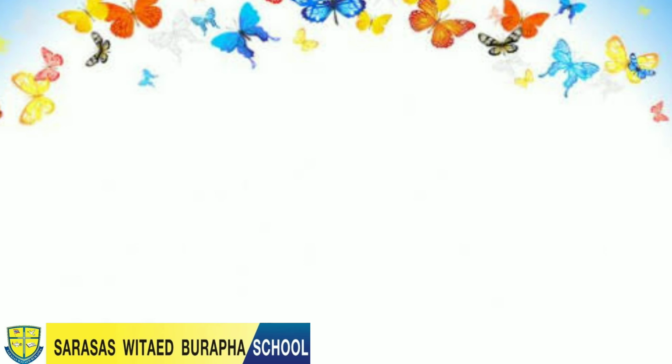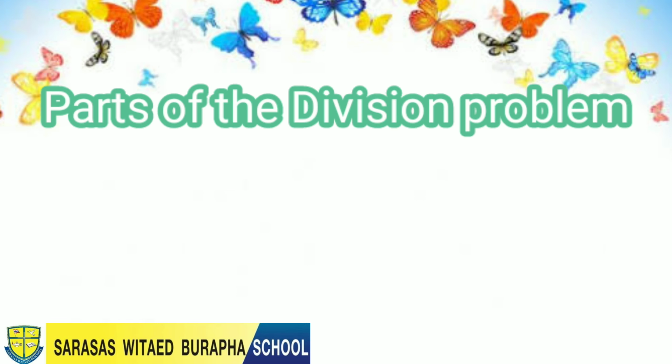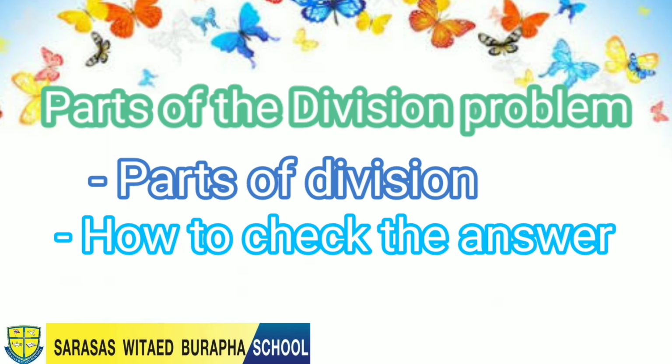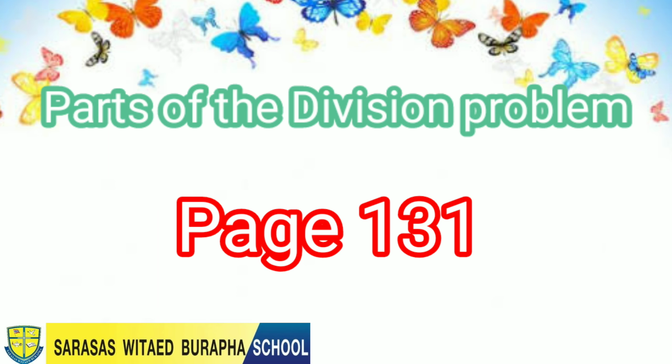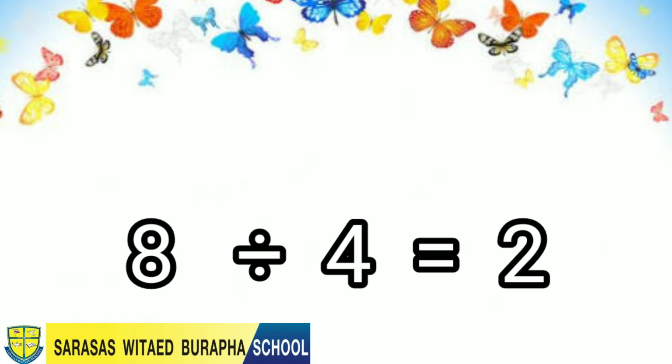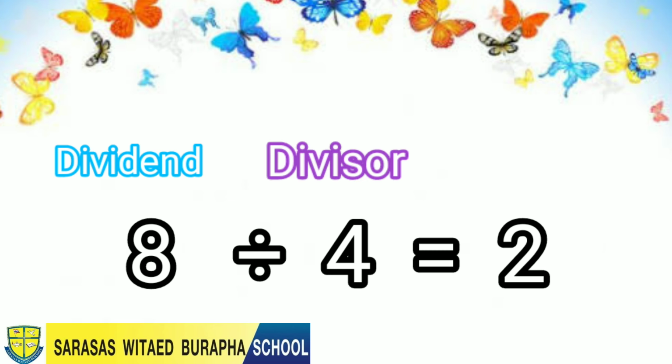Next we're going to study about parts of the division problem. This time we're going to learn about the parts of the division, including how to check if your answers are correct in division. Please open up your books on page 131. For example, 8 divided by 4 is equal to 2. 8 will be the dividend, 4 will be the divisor, and 2 is the quotient.